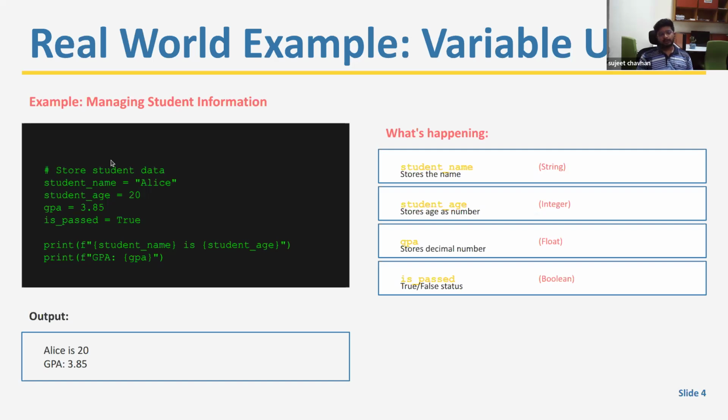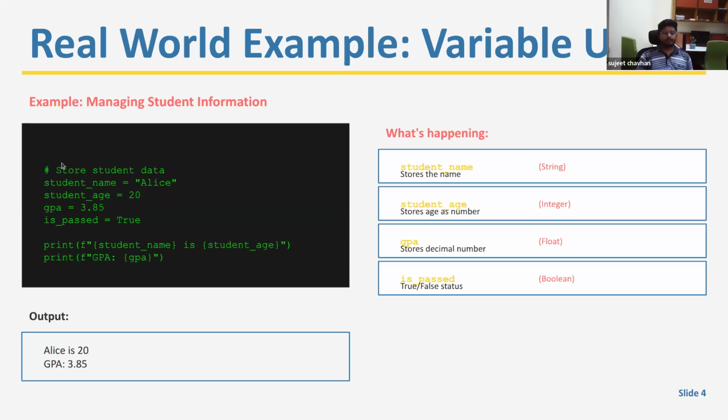Can someone quickly unmute and tell me what this comment will do? It will help the user or reader to understand what this code is about. And what will the Python interpreter do with it? The interpreter will ignore it. It will ignore it, right?